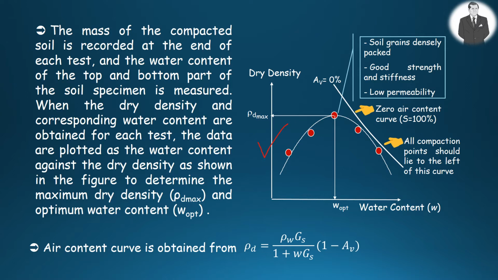In the figure, the air content curve is also included. This is a theoretical curve and it is obtained from the equation given here. Now, this is an important criterion: it tells you that all the compaction points should lie to the left of this curve. The maximum point of this curve tells us that the soil grains here are densely packed. Soil has a good strength and stiffness, and it has low permeability.